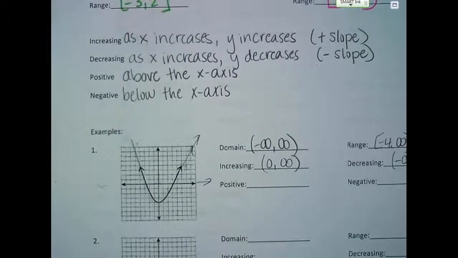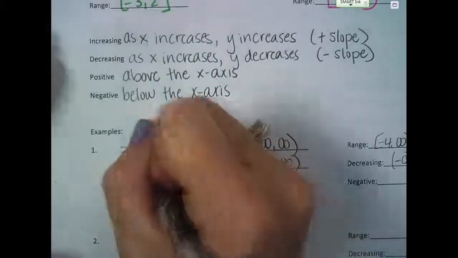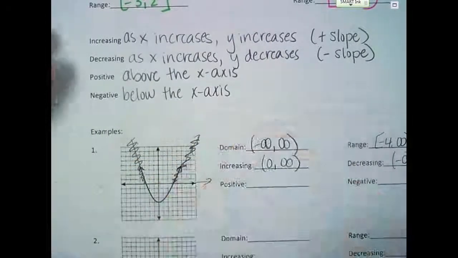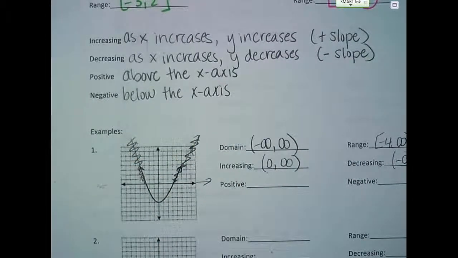Okay, positive and negative. Go back and look at your directions. Positive is above the x-axis. Shade where your picture is above the x-axis. Don't worry about an answer. Let's just figure out where I'm positive. How many spots am I positive in? This is different, isn't it? 2 spots, right? 2 different spots.